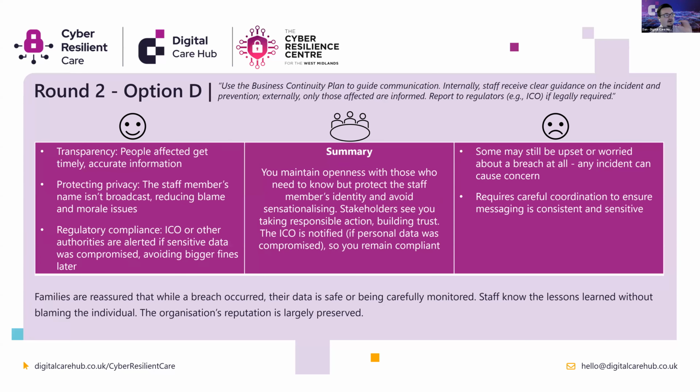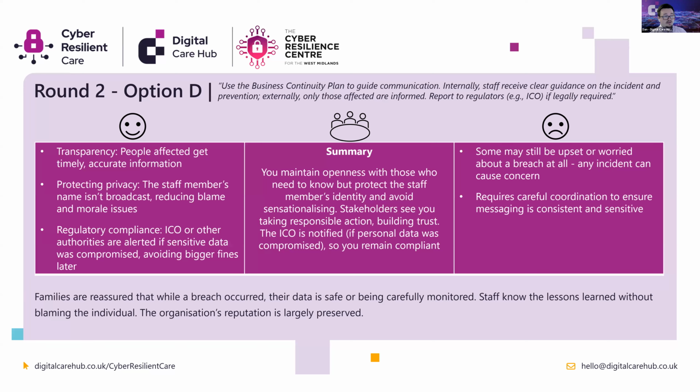And then for option D, which 80%, or just under 80%, of you chose: use the business continuity plan to guide your communication. Internally, staff receive clear guidance on the incident and prevention, and externally, only those people who are affected are informed. We obviously report to the regulator. So we maintain openness with those staff who need to know, but protect the staff's identity.